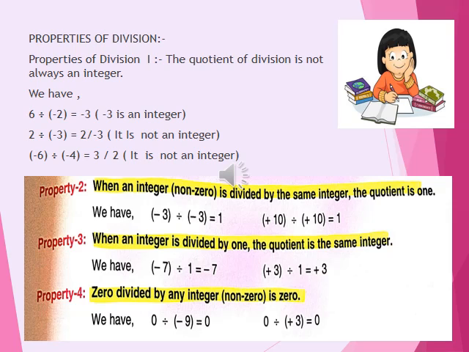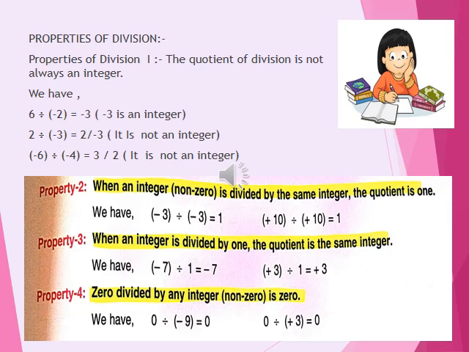Now property 2. When an integer that is non-zero is divided by the same integer, the quotient is 1. And this we are aware of. It means when we divide an integer by the same integer, the answer is what? 1. How? 5 divided by 5, answer is 1. 10 divided by 10, answer is 1. Minus 3 divided by minus 3, answer is 1. So this is property 2.